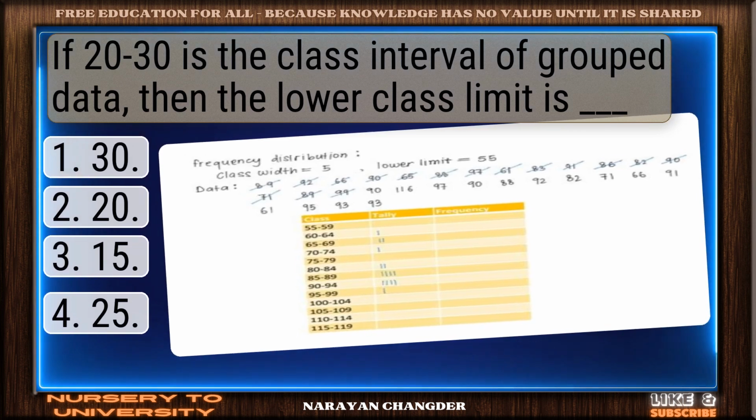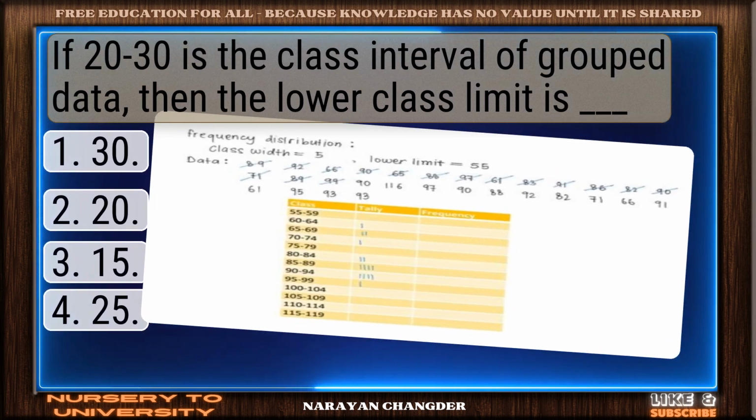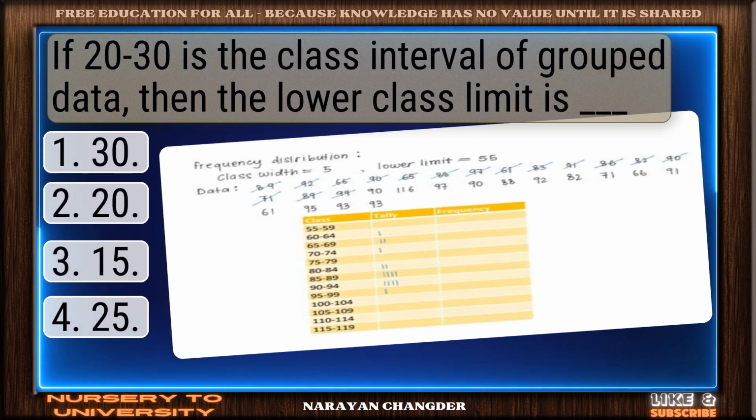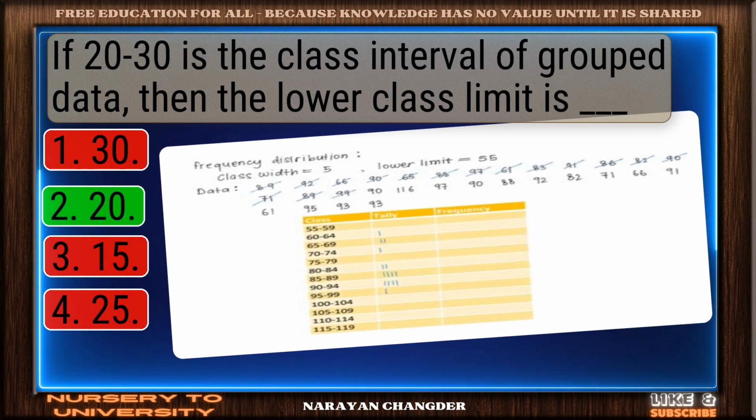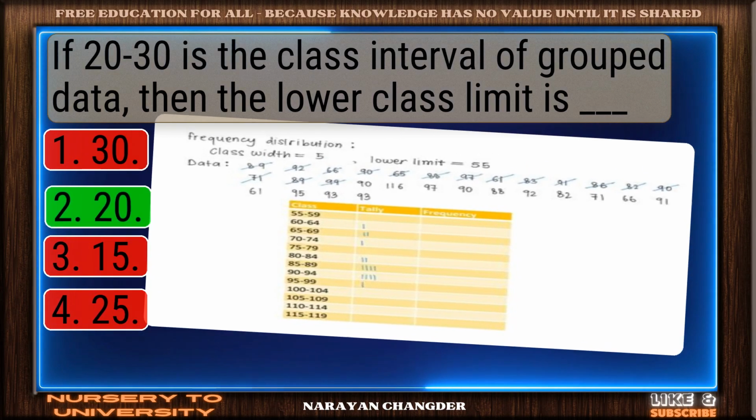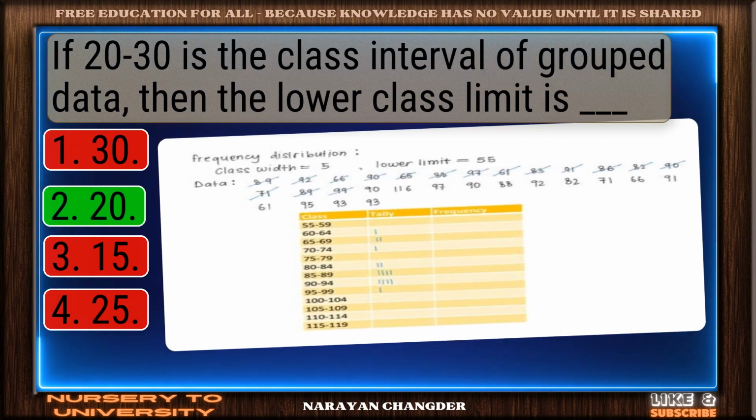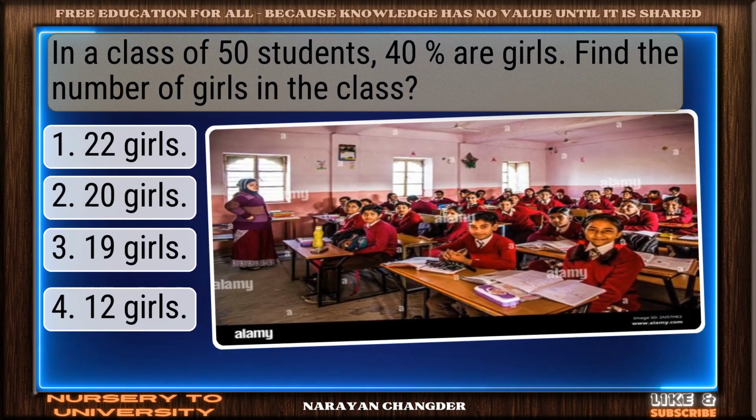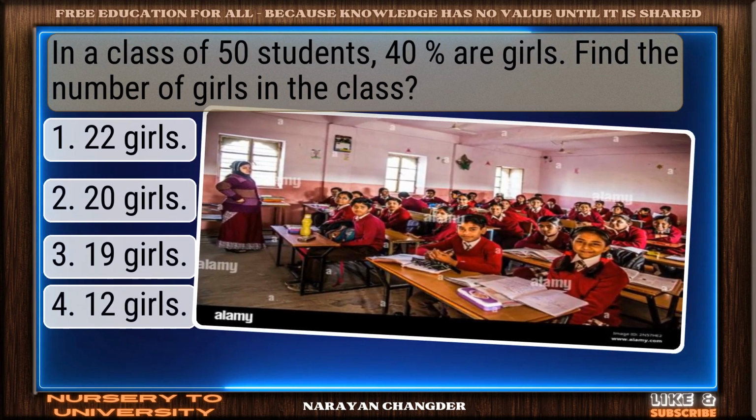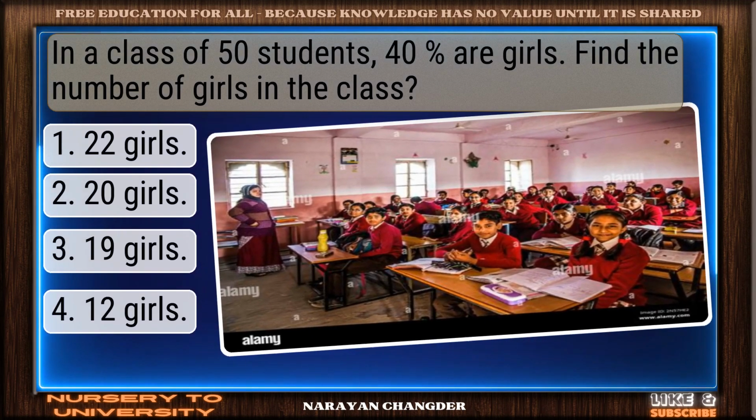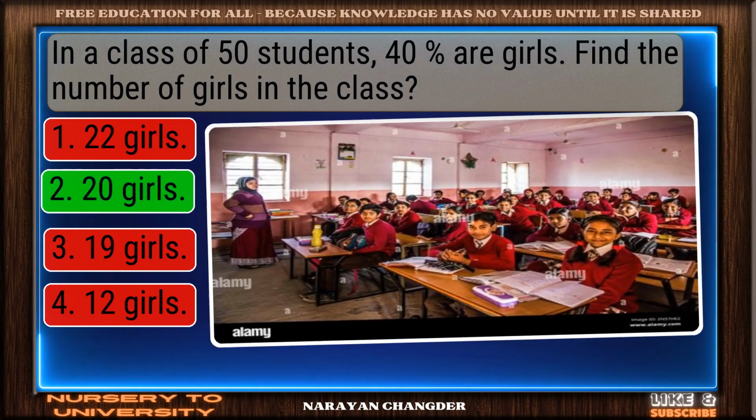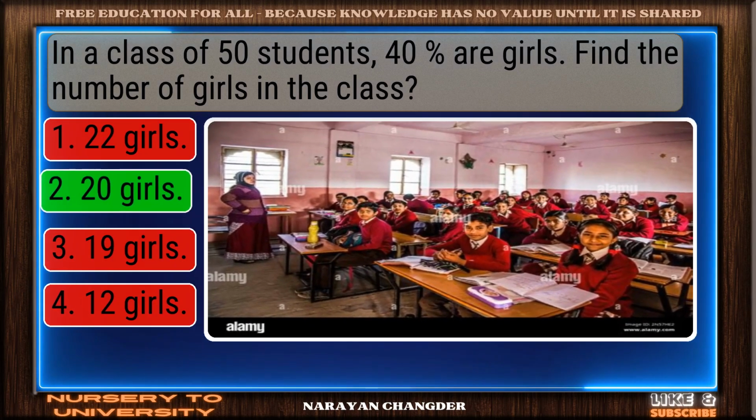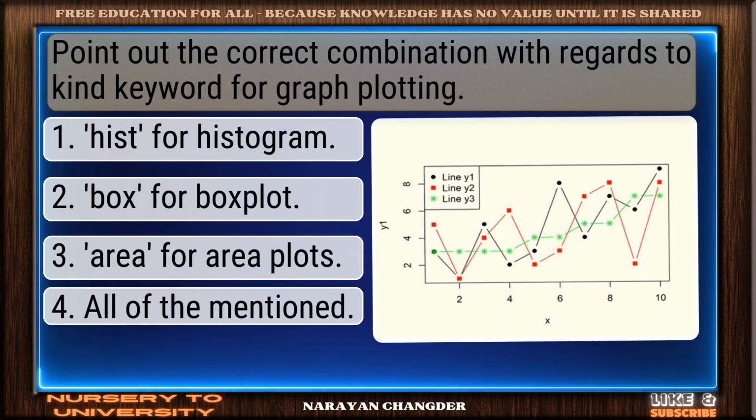Question number 38. If 20-30 is the class interval of grouped data, then the lower class limit is dash. Correct response. 20 is the most accurate answer. Question number 39. In a class of 50 students, 40% are girls. Find the number of girls in the class. Excellent choice. 20 girls is the right answer.